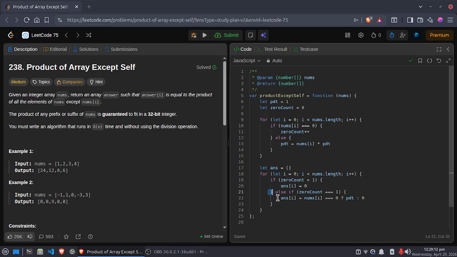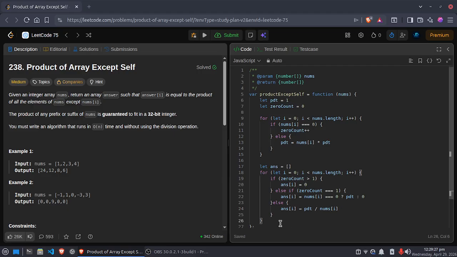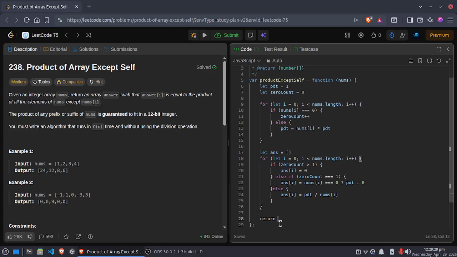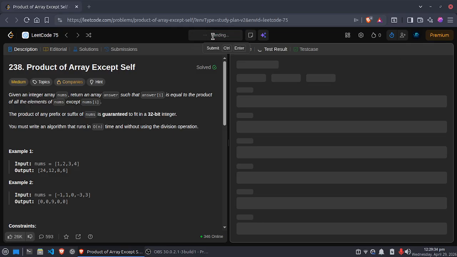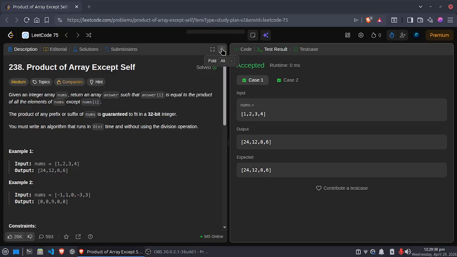This case is specifically for example number 2. And for the normal case, we just write answer of i equal to product divided by nums of i, and return the answer. Let me run this solution. Yes, it is accepted. Let's try to submit the solution.